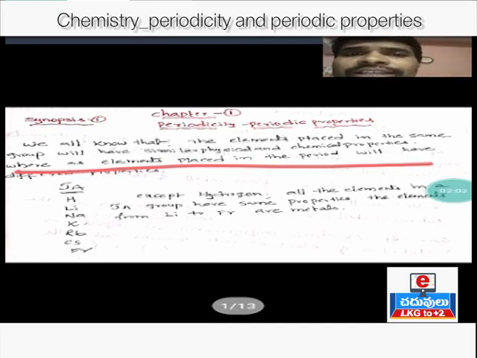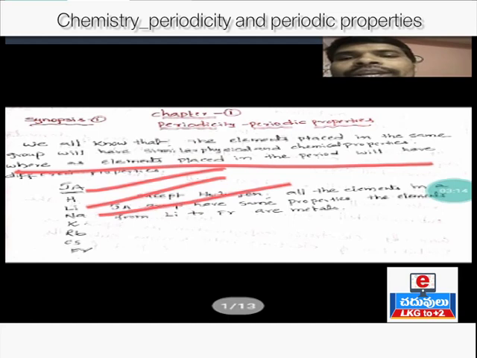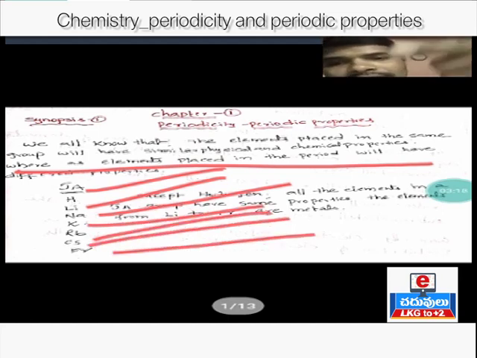For example, I am taking the first group elements. Generally, first group elements are present on the extreme left side of the periodic table. If you look at the periodic table, you can find the first group elements on the extreme left side. Clear? So the first group elements are hydrogen, lithium, sodium, potassium, rubidium, cesium, francium. All these elements from hydrogen to francium are placed under the first group.